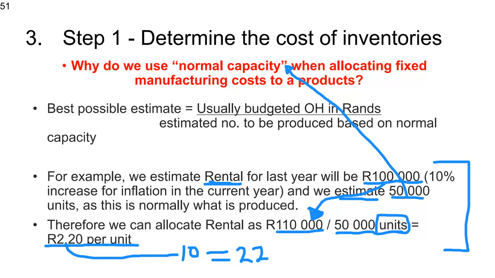So we take the rate and we multiply it by the number that we produced in a given month or a given day or a given week, depending on what the accounting cycle is like. But generally, it's going to be on a monthly basis. So in month one, I only produced 10 laptops, and therefore I'm going to say 2 Rand 20 times 10. I'm going to allocate 22 Rand into work in progress, right?